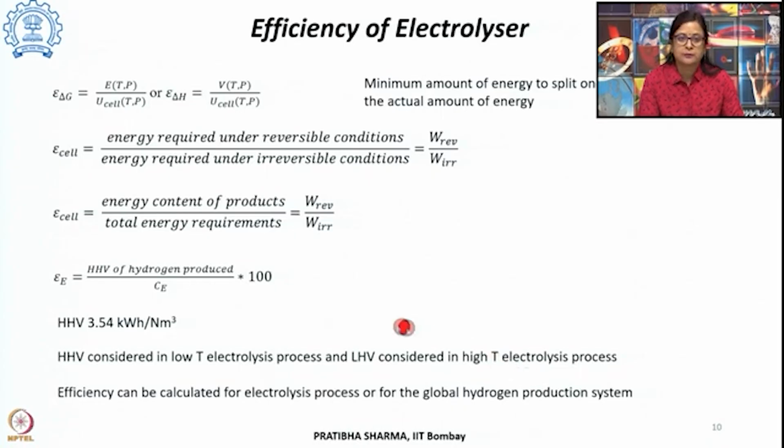Now if we consider all the other losses, all the additional energy requirements in the expression, then the efficiency under those conditions is known as the global hydrogen production system efficiency. So again the energy required including all the peripheral components and the losses, then it becomes the actual efficiency of the electrolyzer.